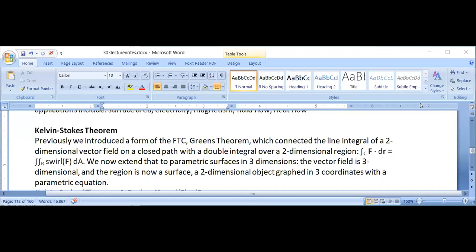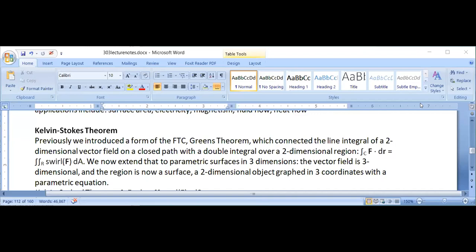So up next is another big theorem of multivariable calculus. Where does it come from that might help us understand where we're going? Previously, we looked at a form of the fundamental theorem of calculus, Green's theorem.